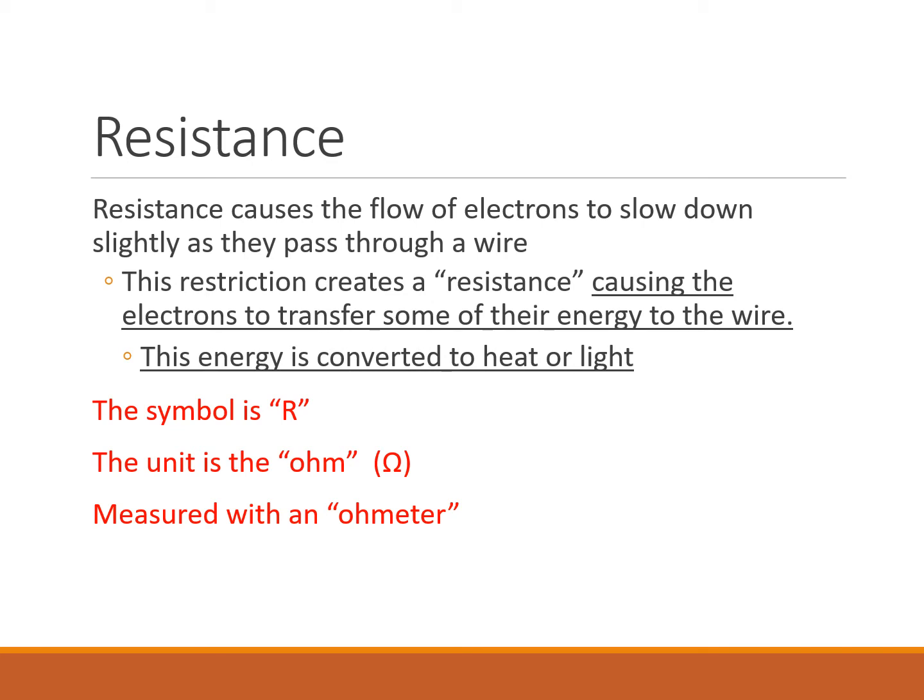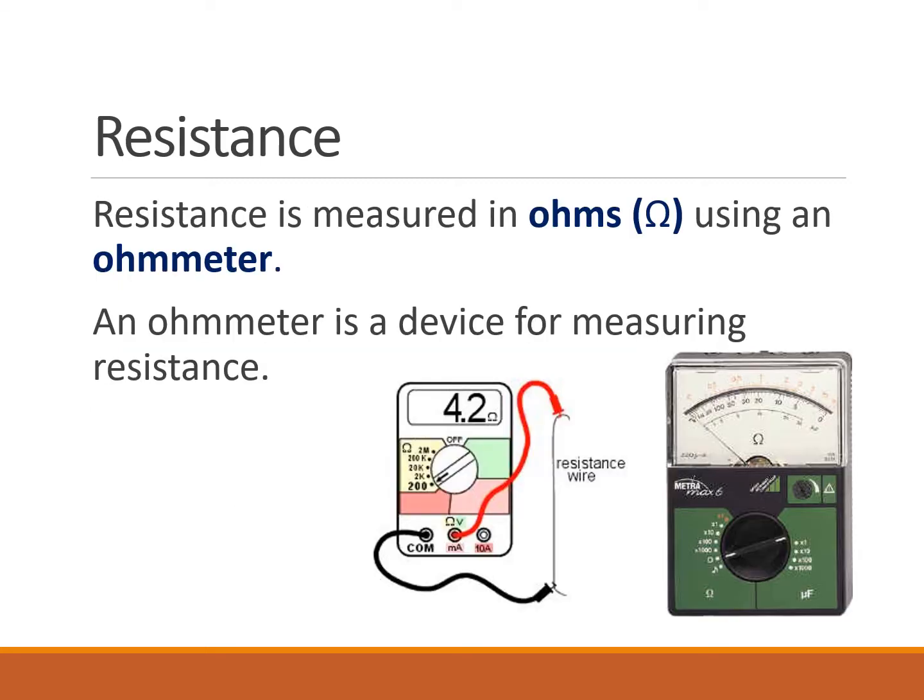Down here in red, we have different ways we designate resistance. The symbol for resistance is R. The unit for resistance is ohms, and we use a little Greek omega letter to write ohms in short form. And finally, because we're talking about current, when we have a circuit, we can use an ohm meter to measure resistance. Excuse my wobbly lines. So here are a few images of an ohm meter. Basically, they measure resistance.